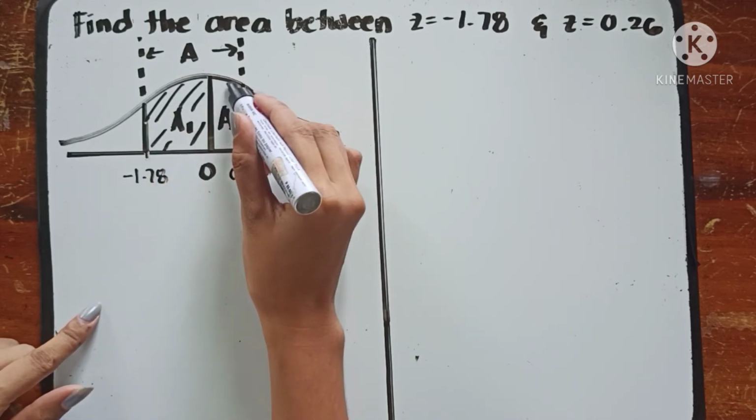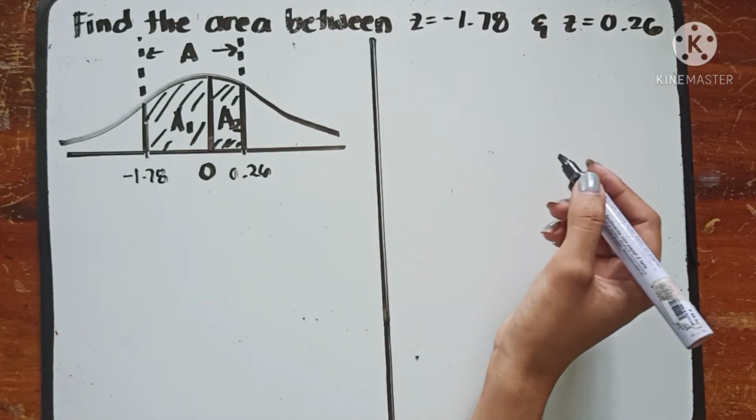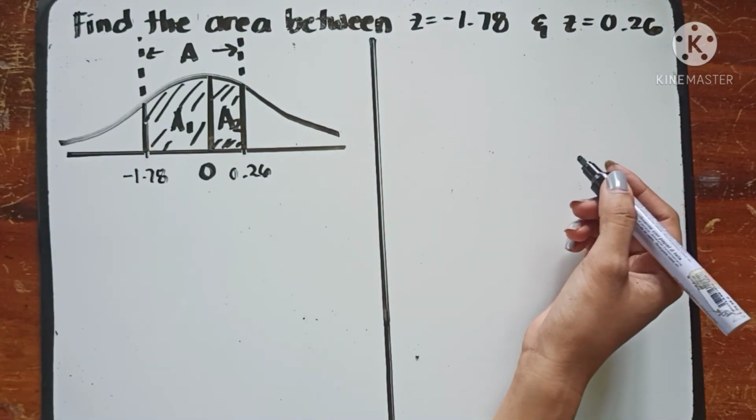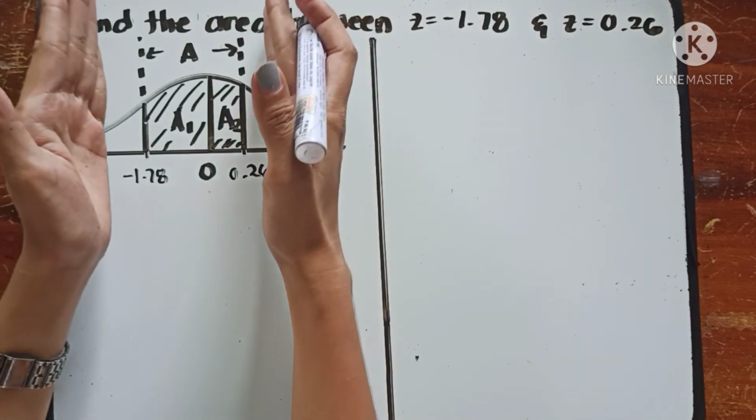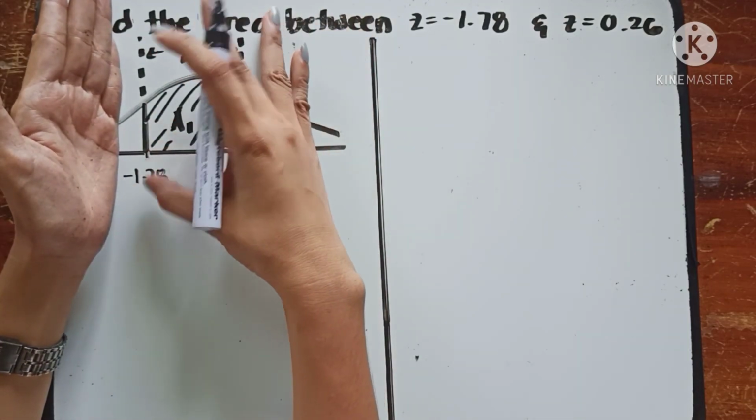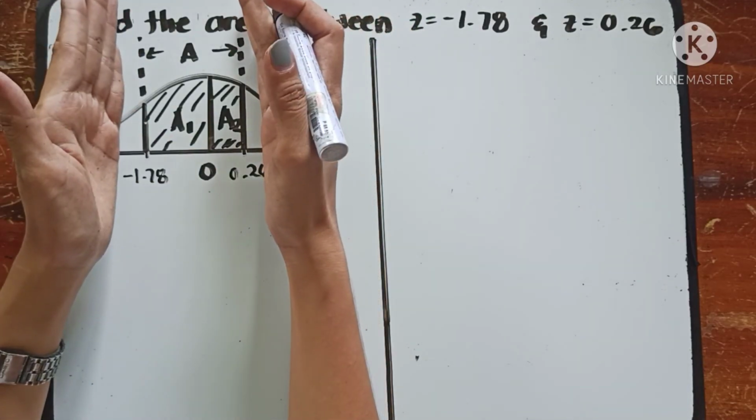Ibig sabihin, pinagsamang A sub 1 at A sub 2. Okay? This is our A, this is our A sub 1, this is our A sub 2. So, meron ako ditong mga broken lines, ito yung nagsisilbing boundary or ito yung nagsasabi na yung A ko ay hanggang negative 1.78 lang. Yung A ko ay hanggang 0.26 lang.